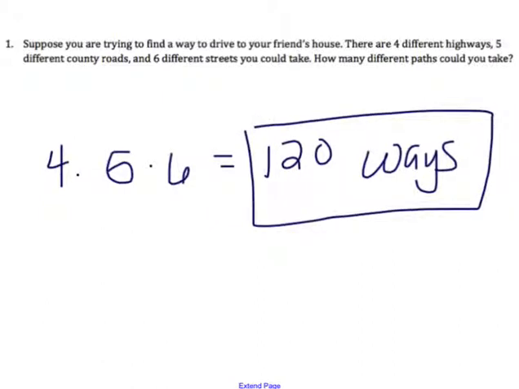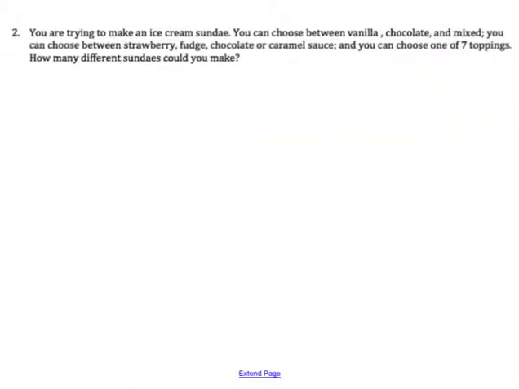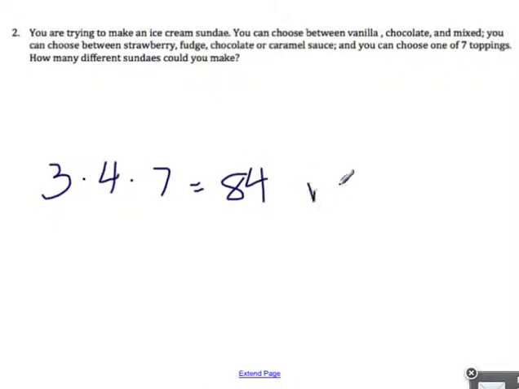Okay, next, let's take a look at number 2. You're trying to make an ice cream sundae. You can choose between vanilla, chocolate, and mixed. That's 3 options for my type of ice cream. Then you can choose between strawberry, fudge, chocolate, or caramel. I have 4 choices for my sauces. And then you can choose between 7 toppings. So then we have 3 times 4 times 7. And when you multiply all of those together, you get 84. So there's 84 different ways you can make a sundae, or 84 different sundaes.